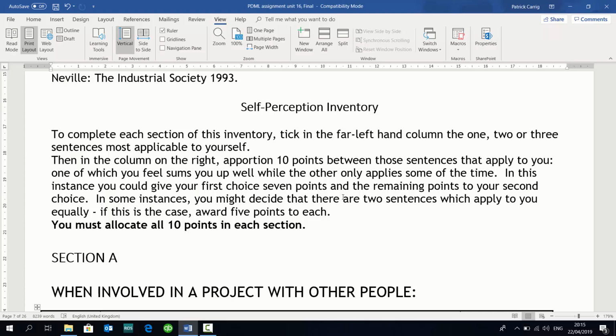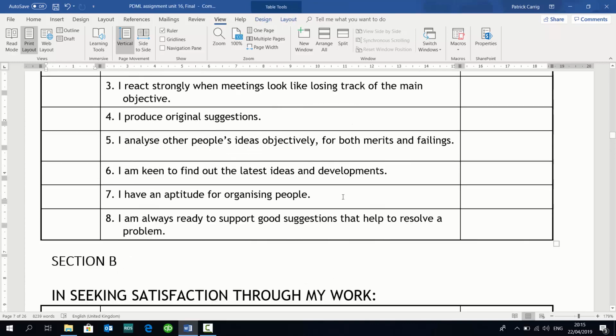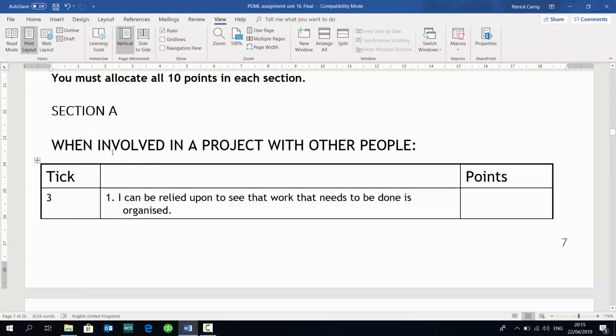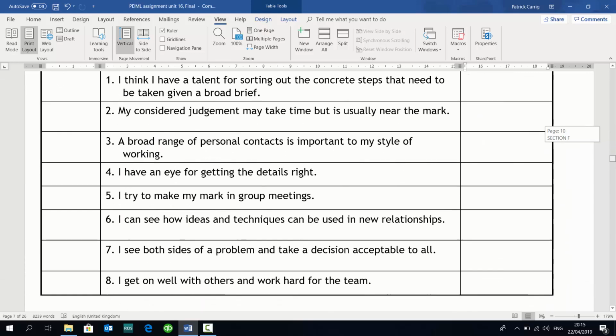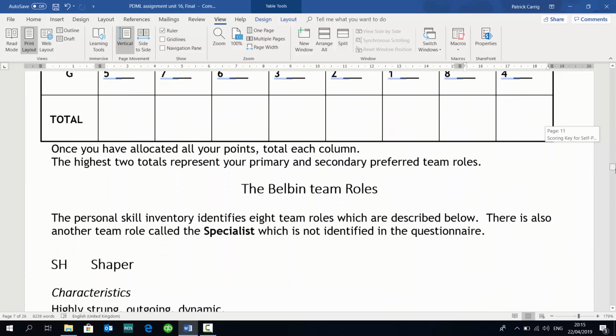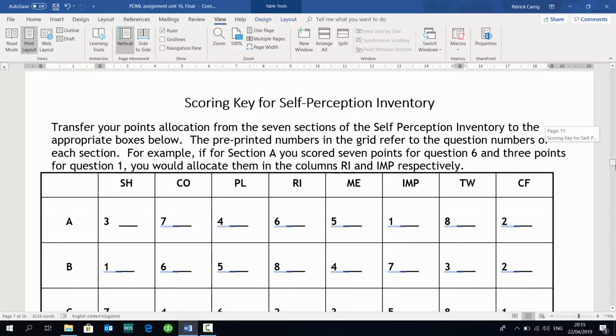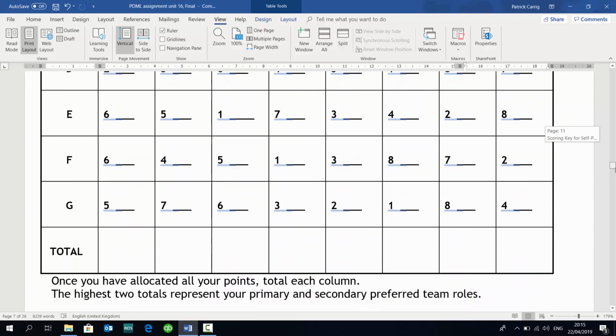In this instance, you should give your first choice 7 points and the second choice 3 points. In some instances you may decide there are 2 sentences that apply to you equally. In this case, give 5 points each. So in the first column on the left, tick which one of the points it is, and then in the far column, allocate your points. Now, once you've done that, you allocate your scores.